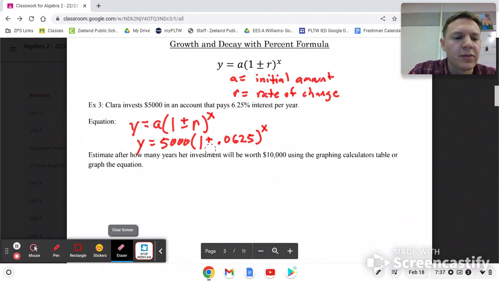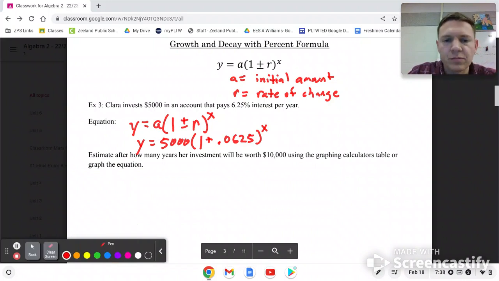There we go. So we just want a plus sign there. All right, equation done. So let's move on to the second part.